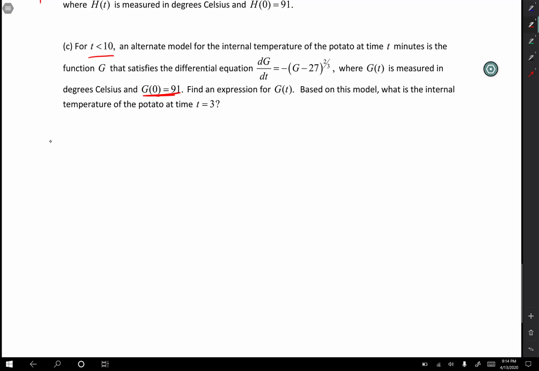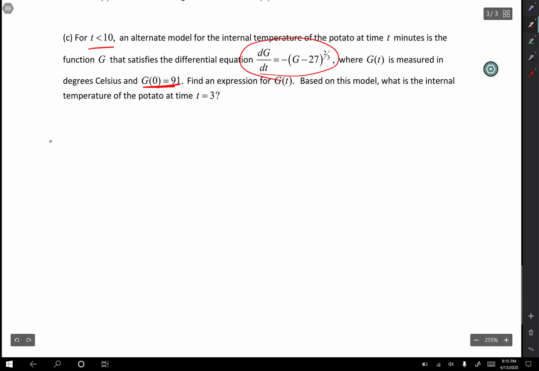So they're giving me another equation, as long as it's less than 10 minutes, that it behaves like this, where g(t) is measured in degrees Celsius. Find an expression for g(t) based on this model. What is the internal temperature of the potato at t equals 3? Okay, what you have to do here is separate your variables. That's all you're going to do.